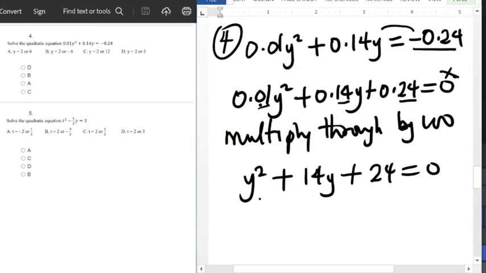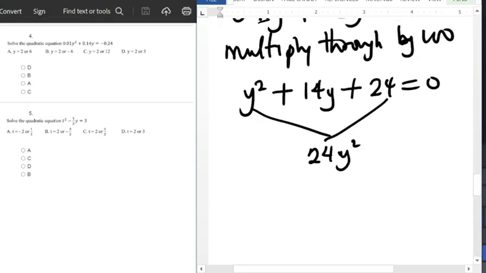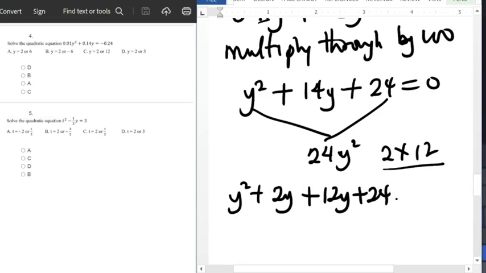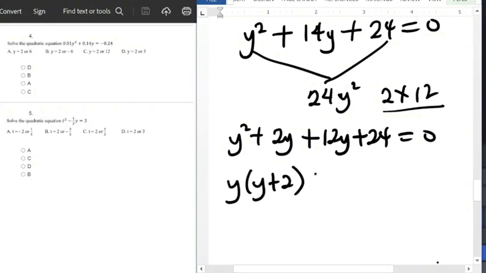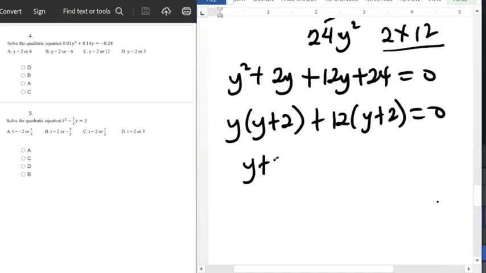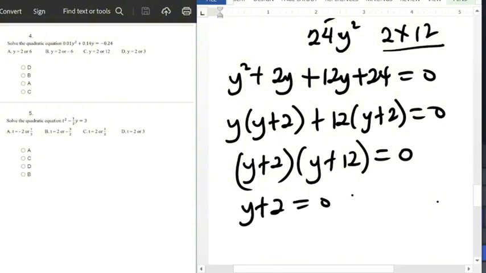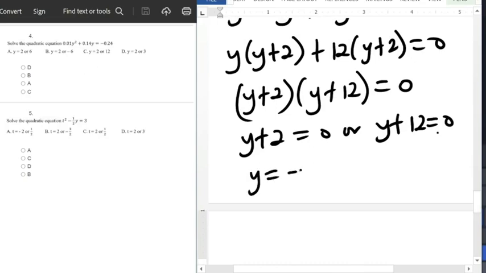Alright, so from here now we have y squared plus 14y plus 24. Does that make sense? What are the two numbers you can make use of? That is 2 times 12 equals 24, and when you add them together, you get 14. So that means we have y squared plus 2y plus 12y plus 24 equal to 0. So y is common, that is y plus 2, plus 12 is common, y plus 2 as well, equal to 0. So this is y plus 2, and then y plus 12 equal to 0. So that is y plus 2 equal to 0, or y plus 12 equal to 0. So y equals minus 2, or y equals minus 12.